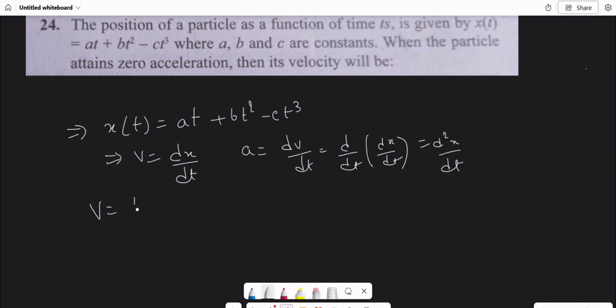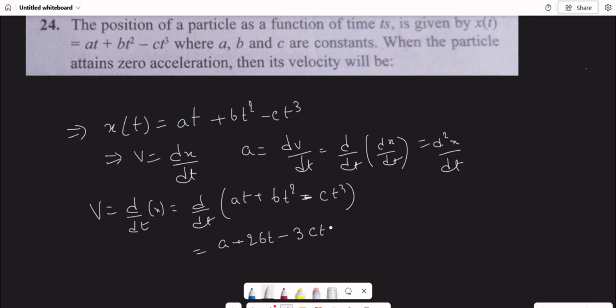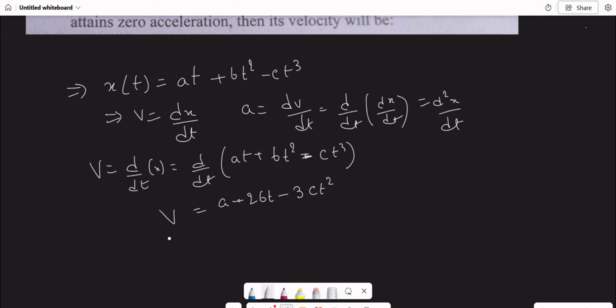So velocity is d upon dt of x because the position is a function of time. So d upon dt of at plus bt square minus ct cube, and it gives you a plus 2bt minus 3ct square. This is velocity. Now from this velocity function you can find the acceleration by differentiating the velocity function. Since a is a constant, it will be 0 plus 2b minus 6ct.